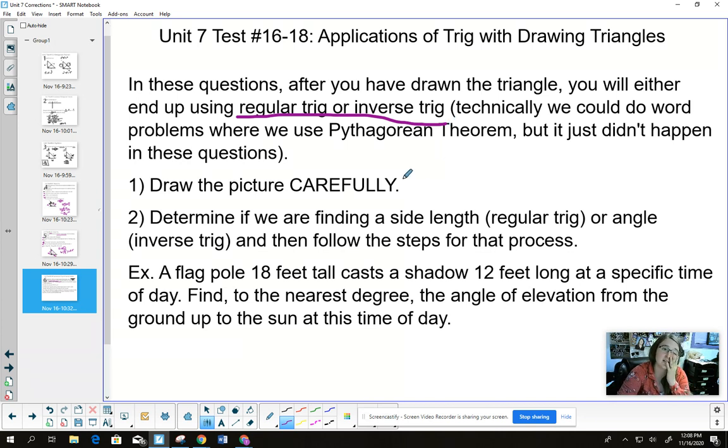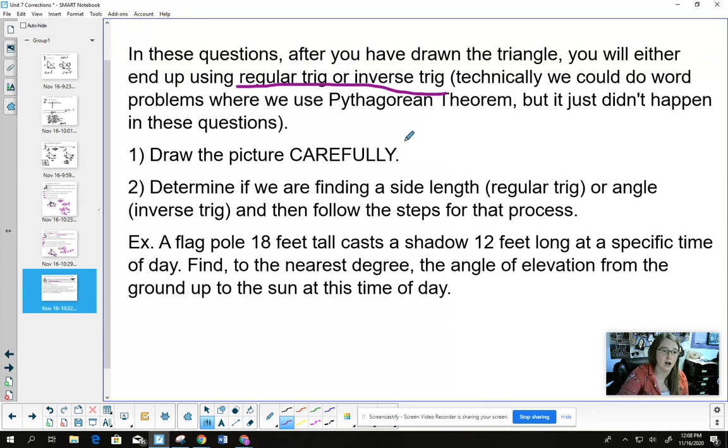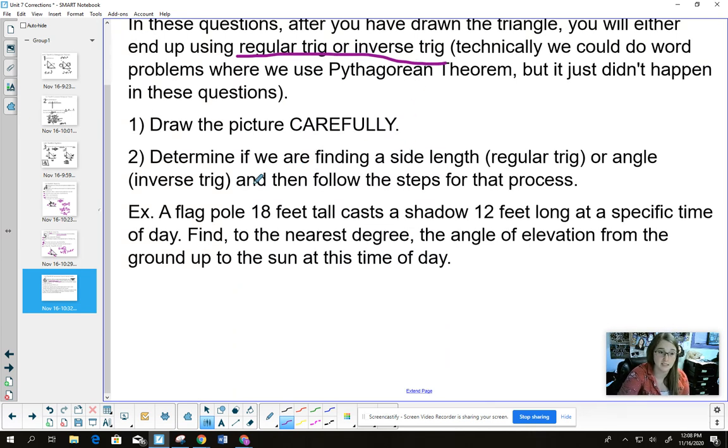I cannot emphasize enough, guys, I don't know how else to help you out. You have to be careful with your picture. Really focus and imagine what's going on. Double check, does this make sense? And then you just have to understand, if we're finding a side length, that's regular trig. If you're finding the angle, it's inverse trig. And then you can go back and follow the steps of that process.